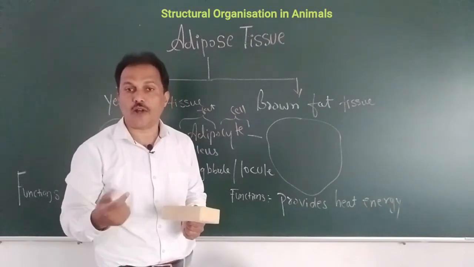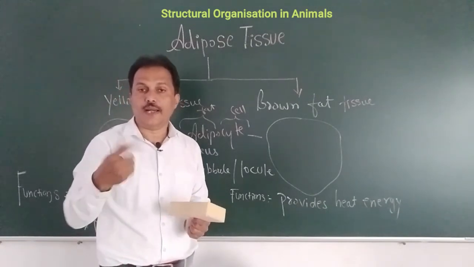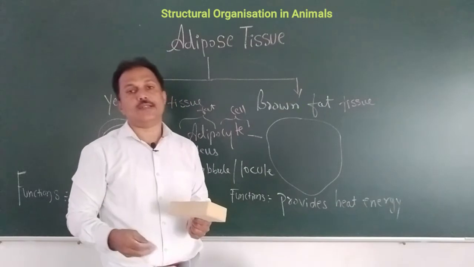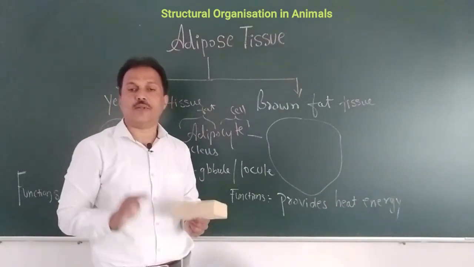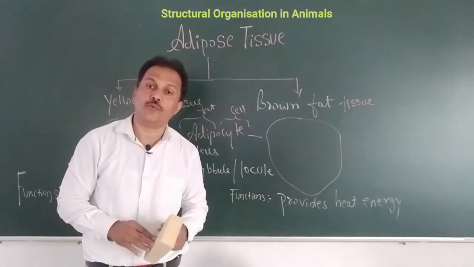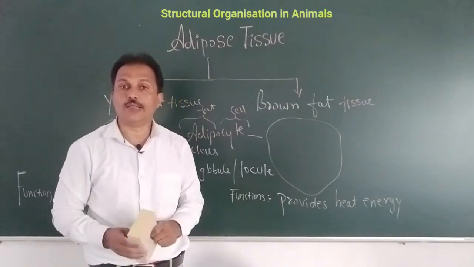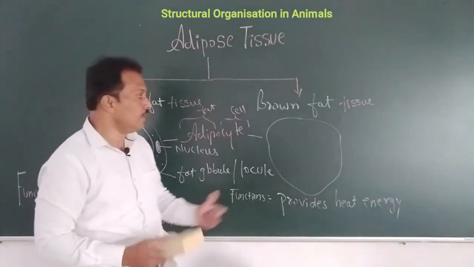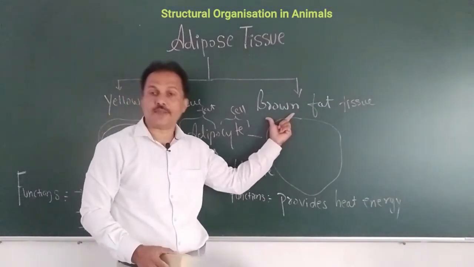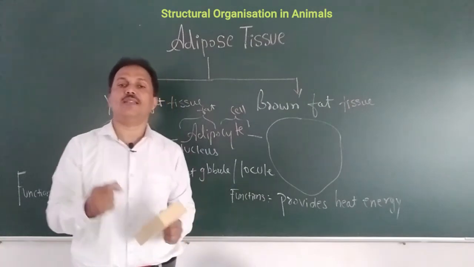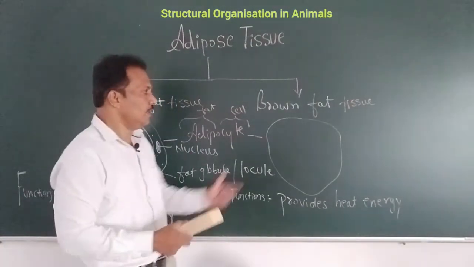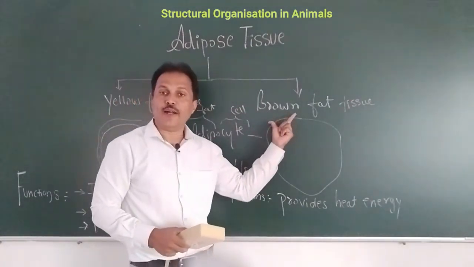For example, frogs in the Himalayas, in very cold places, such amphibians enter inside the ground and remain for months without food and without water. How can they survive? They can survive with the help of brown fat present inside their body. So hibernating animals and small babies, infants, do have brown fat in their body.